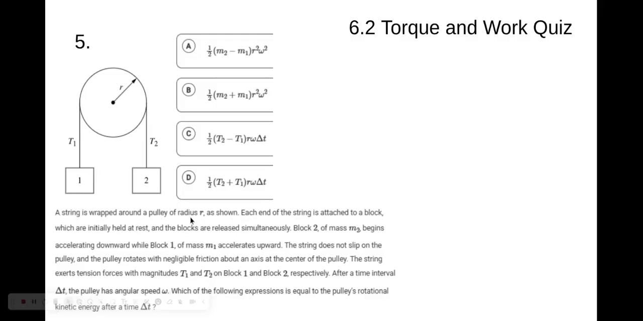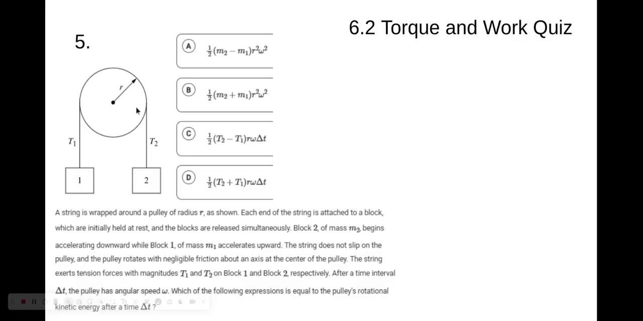String is wrapped around a pulley of radius r as shown. Each end of the string is attached to a block, which are initially held at rest. The blocks are then released simultaneously. Block 2 of mass M2 begins accelerating downward. This one moves. Block 1 of mass M1 accelerates upwards. The string does not slip on the pulley. The pulley rotates with negligible friction.